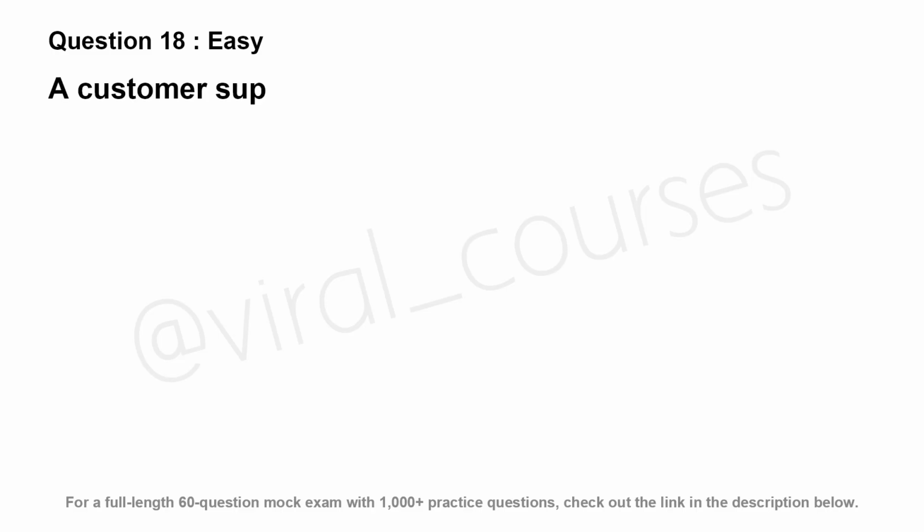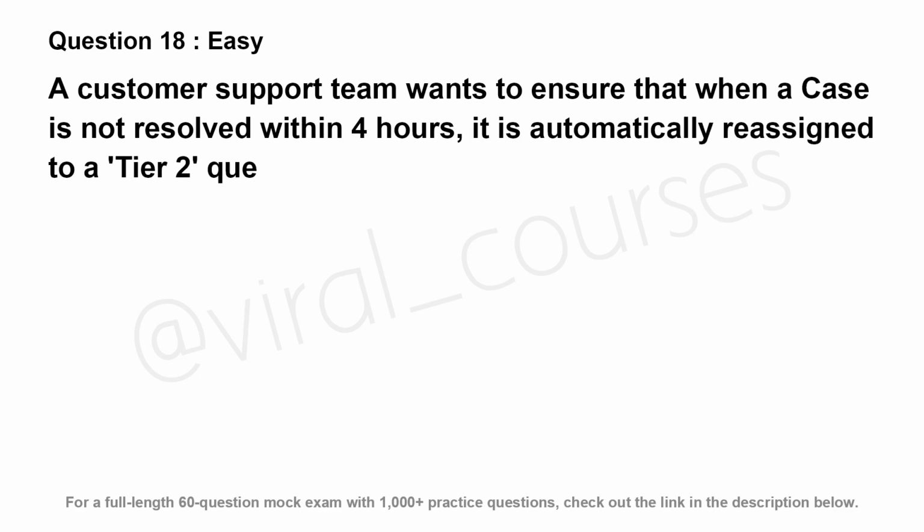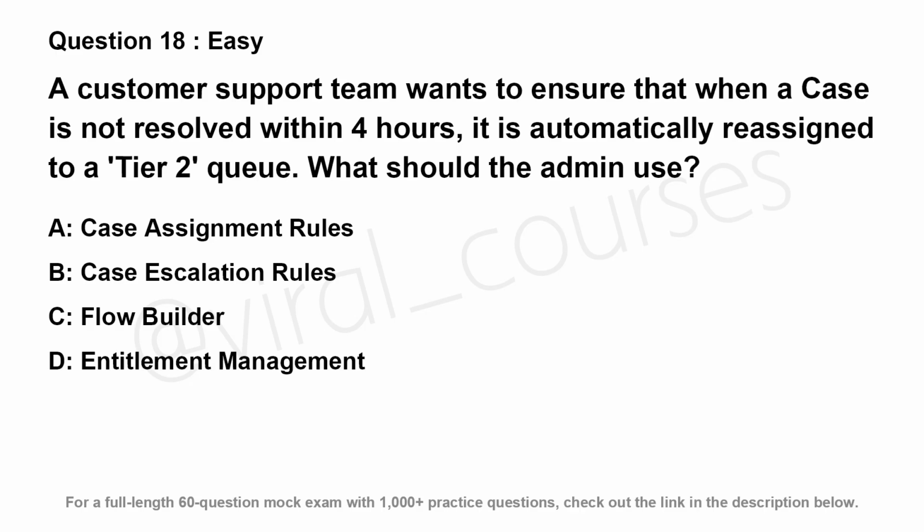A customer support team wants to ensure that when a case is not resolved within 4 hours, it is automatically reassigned to a Tier 2 queue. What should the admin use? Option A. Case assignment rules. Option B. Case escalation rules. Option C. Flow builder. Option D. Entitlement management.